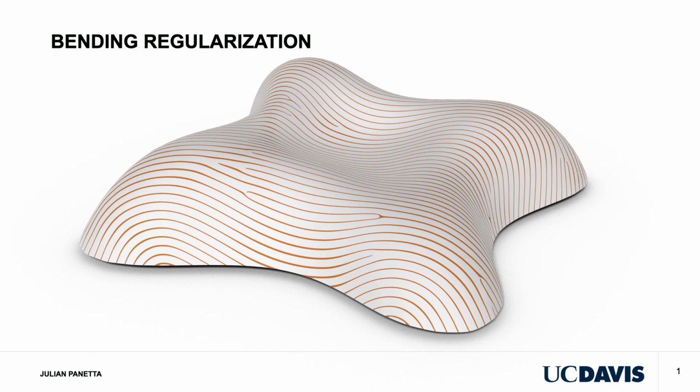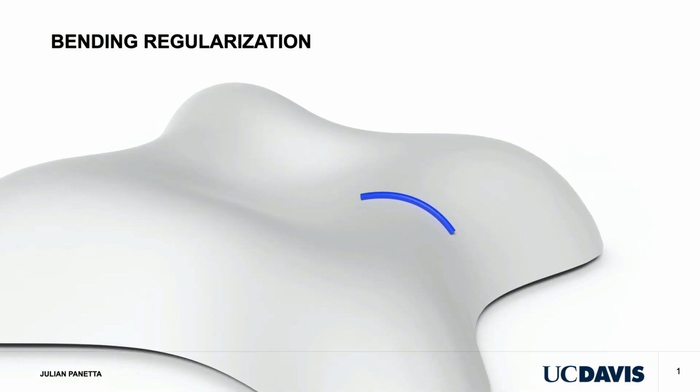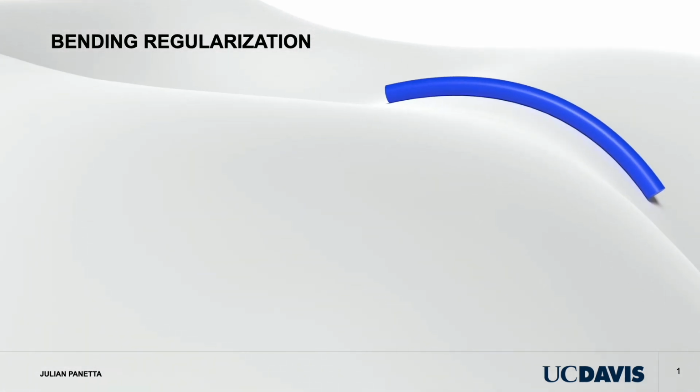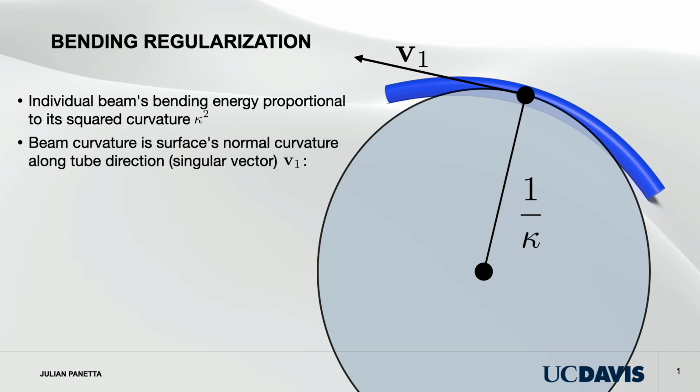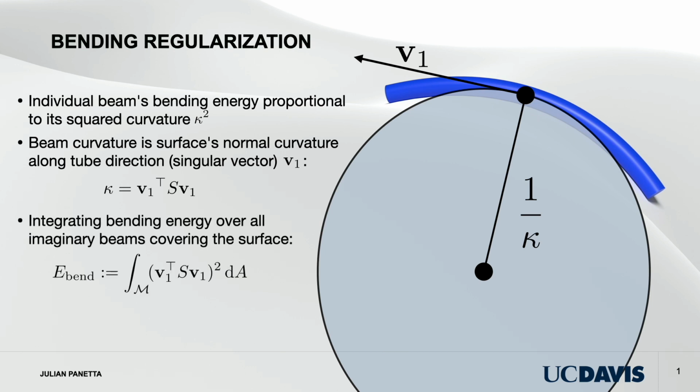To penalize this unfavorable alignment, we add another regularization term to our parametrization energy that is inspired by a homogenized model of bending beams. At each point on the target surface, we imagine an infinitesimal beam that bends to follow a geodesic along the local tube direction. The bending energy stored in this beam is proportional to its squared curvature. For the beam to adhere to the surface, its curvature must equal the target surface's normal curvature along the tube direction v, which can be computed using the shape operator S. Integrating this bending energy density over the surface obtains an energy proportional to our bending regularization term shown here.